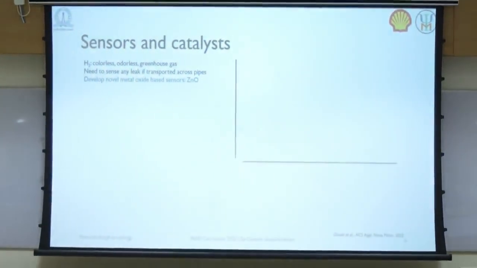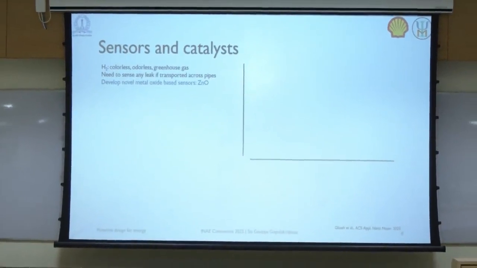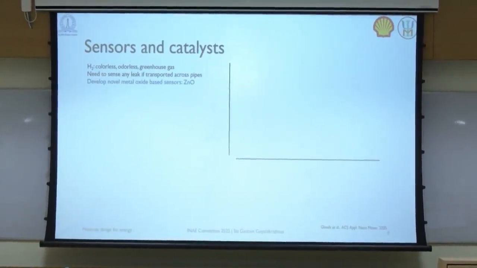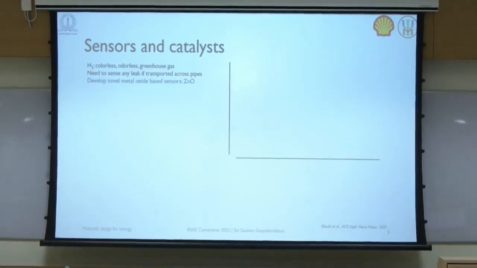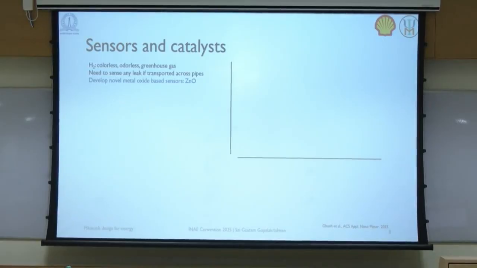So I'll give you 2 very short examples of industry-driven problems or application-driven research. The first is where we worked with Shell. So we worked on 2 aspects. So one is designing sensors for hydrogen. So hydrogen, as most of you know, is a colorless, odorless gas, and it's fairly explosive, just like that sound. Right? So we probably need to develop good sensors to make sure that we detect any leaks for hydrogen.